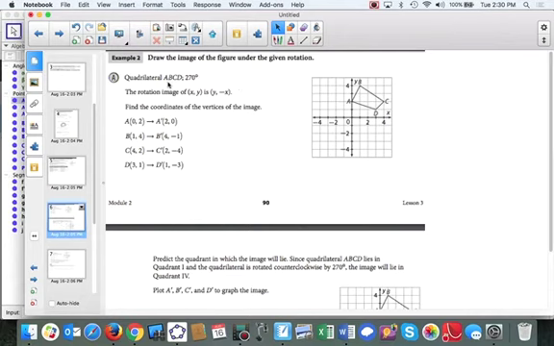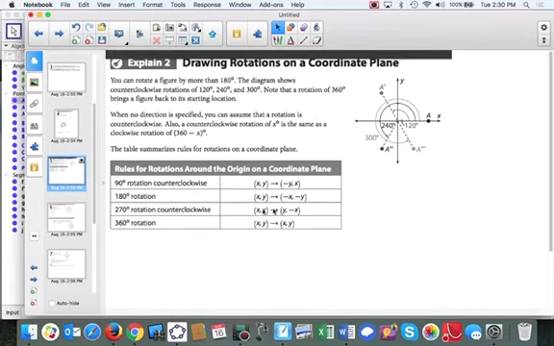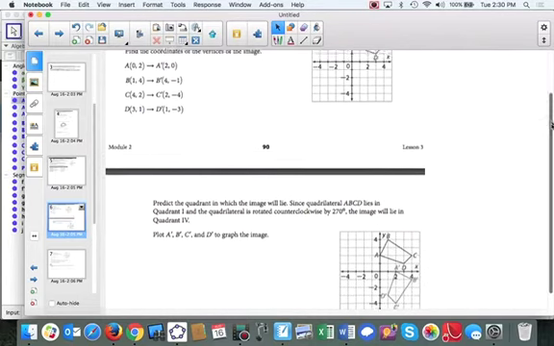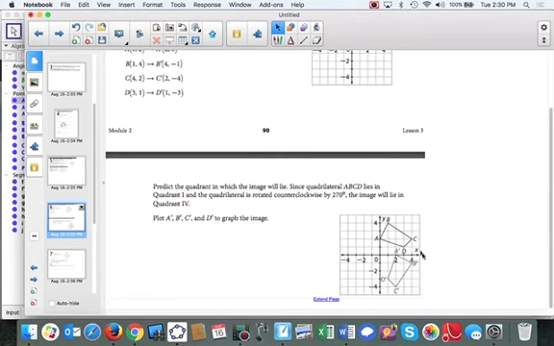So here, they're doing a rotation of 270 degrees. They're using the fact that the rule is (x, y) becomes (y, negative x). They wrote down all the coordinates of the original point, and then they applied the rule. They predicted the quadrant in which the image would lie, and notice how the pre-image was in quadrant 1. If I'm rotating it 270 degrees, it would be here after 90, here after 180, and therefore here after 270 degrees. And then they plotted it, and that's it.